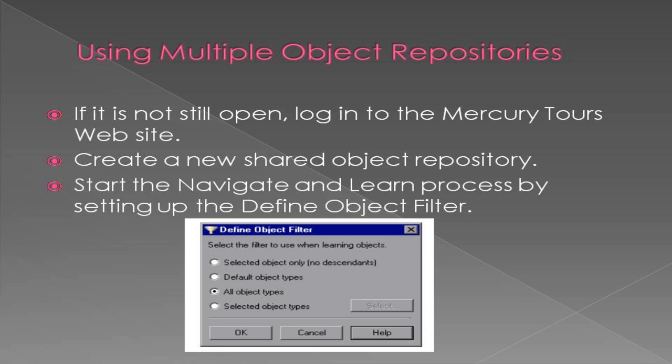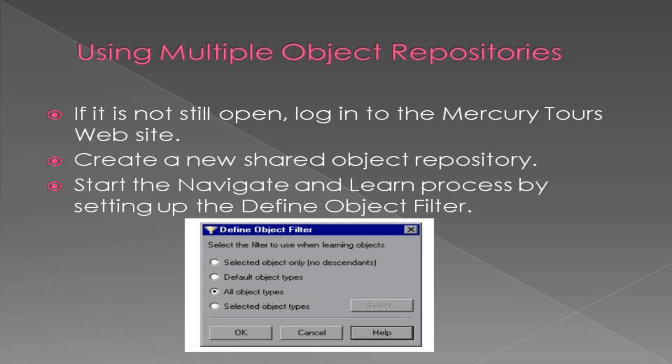Now, you will create a shared object repository for each of the remaining pages in the site. For the purposes of this tutorial, you will instruct QuickTest to learn all of the objects on each page. At this point, you do not need to associate the object repositories with a specific action. 1. If it is not still open, log into the Mercury Tours website. A. In the username and password boxes, type tutorial. B. Click Sign in. The Flight Finder page opens.